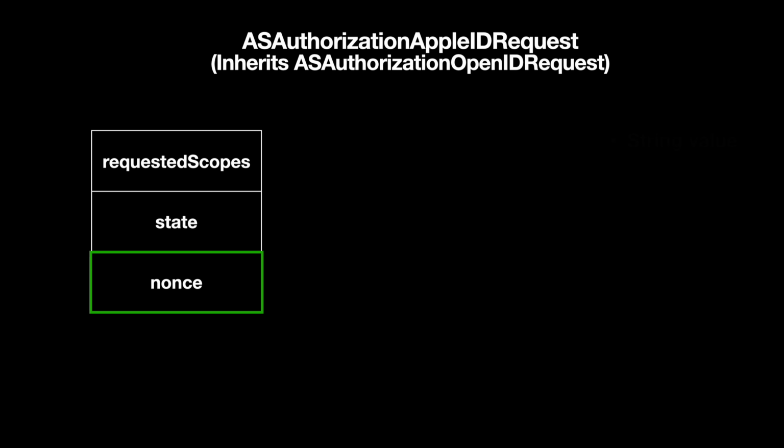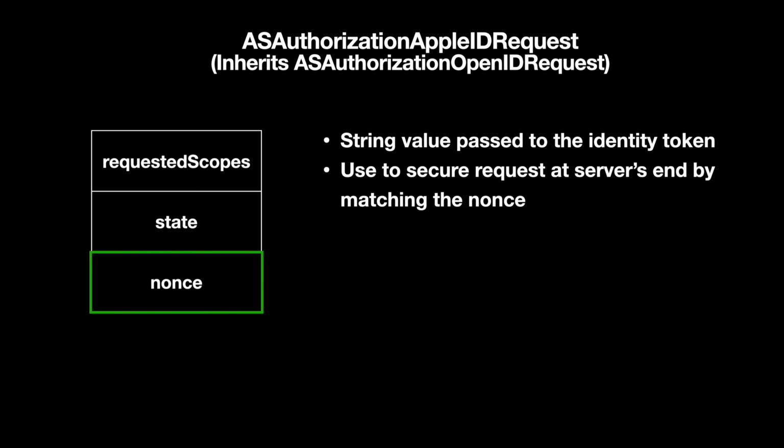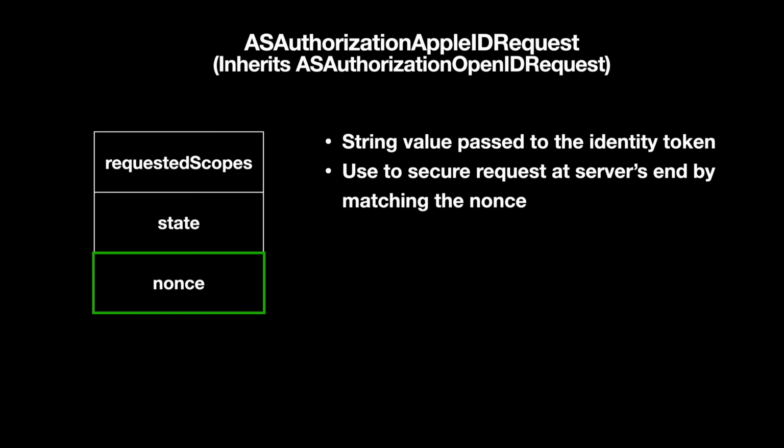Nonce. It's a string value passed to the identity token. So whenever we create a request, we pass a nonce. Whenever we decode the identity token, we also see a nonce node there. It's used to secure the request at the server's end by matching the nonce. So whenever we are sending the identity token to our own backend server, we also send a nonce field along with it so that the server can verify that the request nonce matches with the identity token's nonce. It's used to mitigate replay attacks.